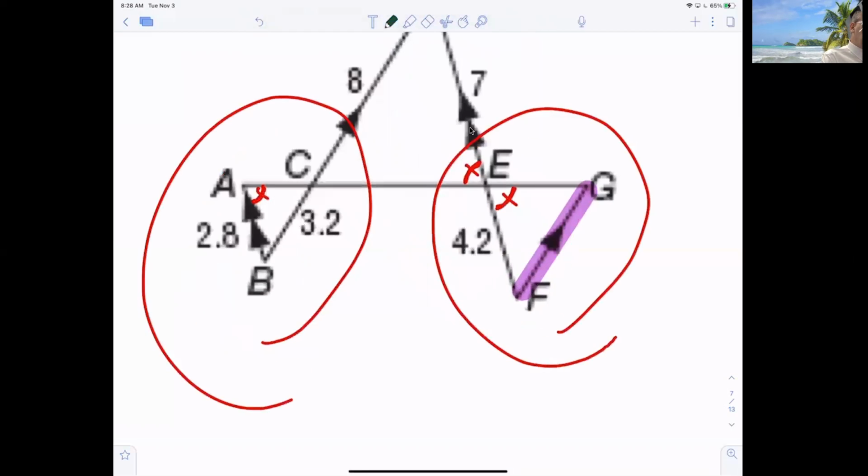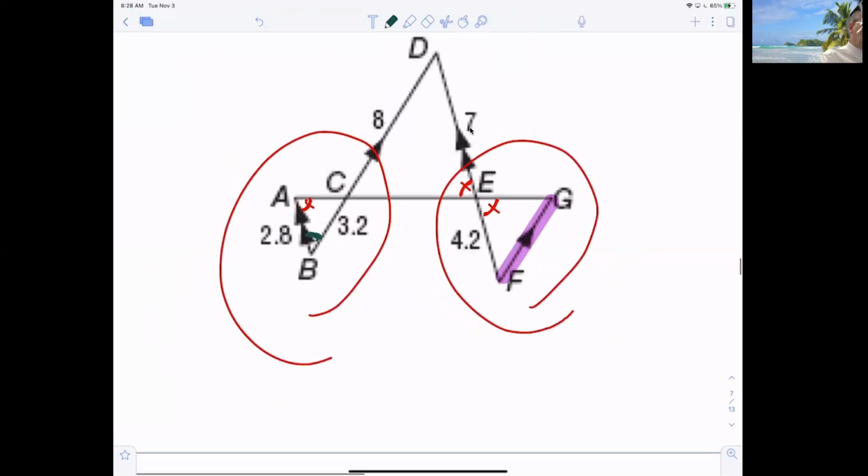I'm looking at this angle. Is it congruent to what? To this angle right here, right? And now that angle is equal to this angle, right? You see it now, right? So now I know for sure those are proportional.